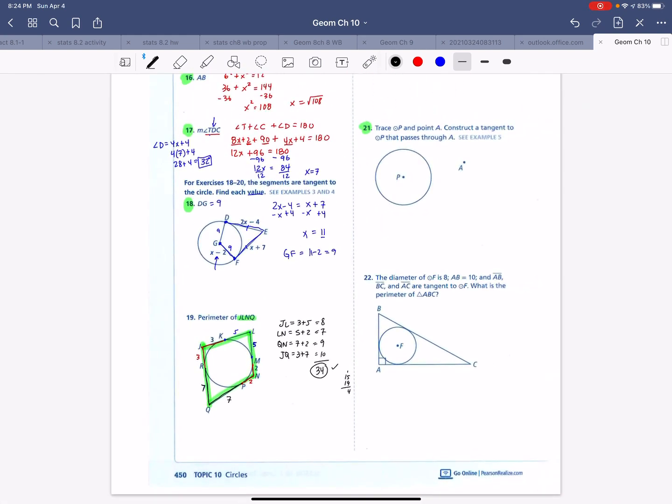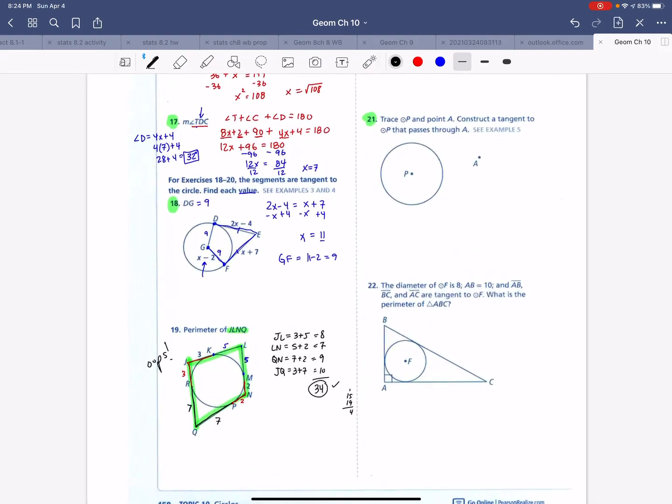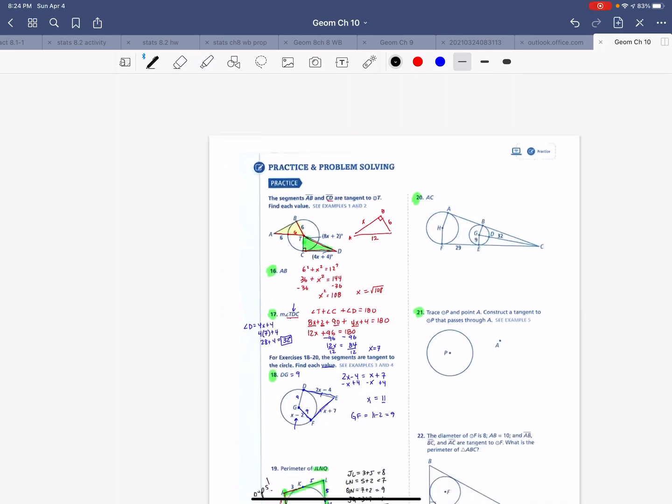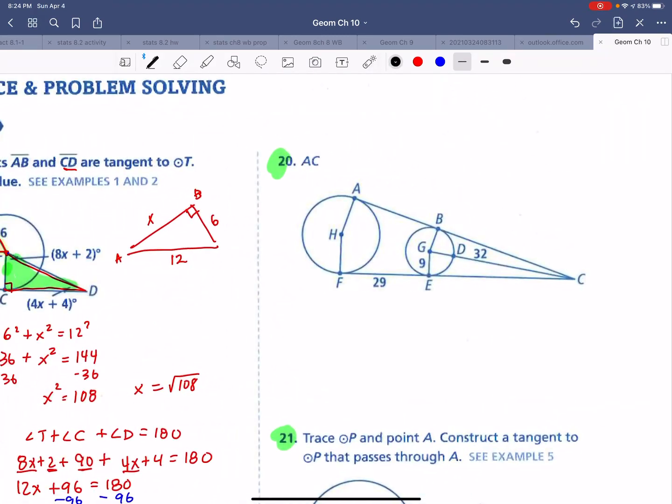Oh, I did an extra. Oops. I was only supposed to do 18. All right, 20 and 21. That was a good one to do extra, though.